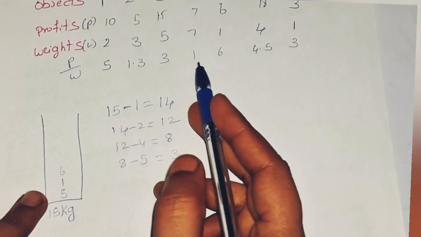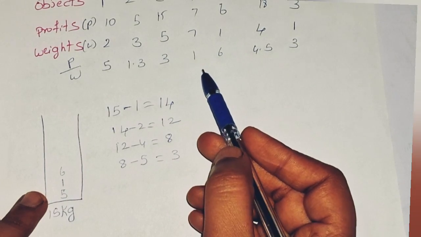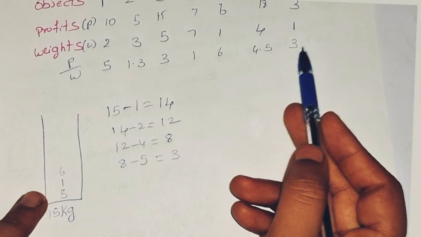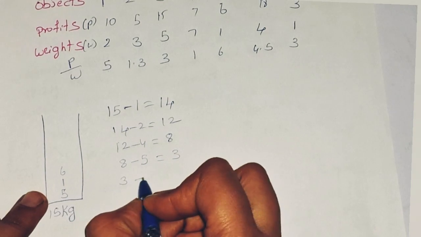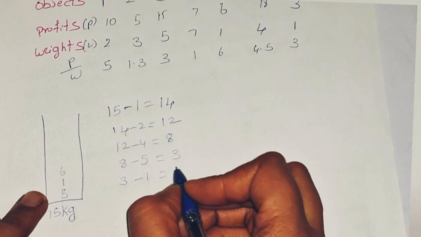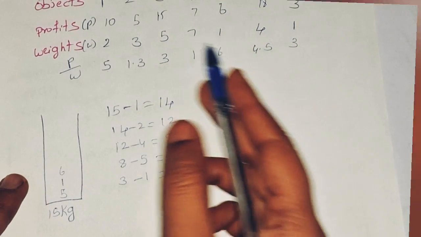Okay, so next we have to search for the next maximum value. Next one is 3. Again we are taking the 3. The weight is 1, so 3 minus 1 equals 2. Okay, so we are adding these two values here.